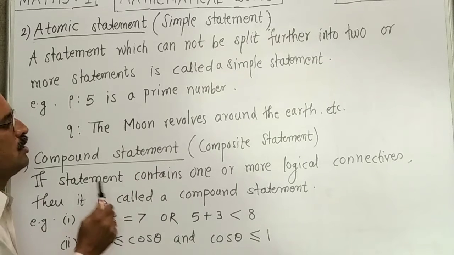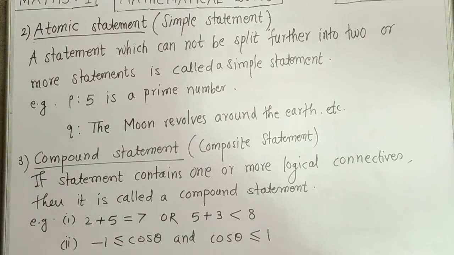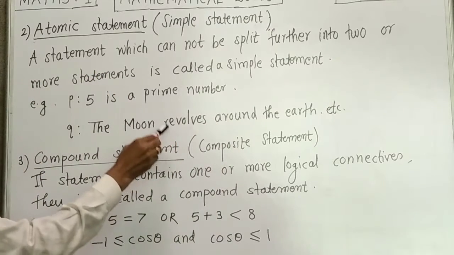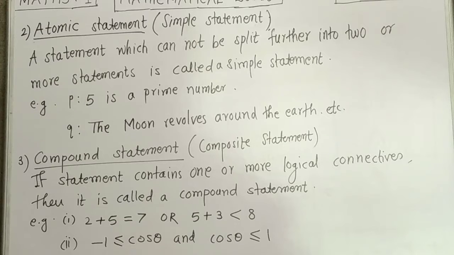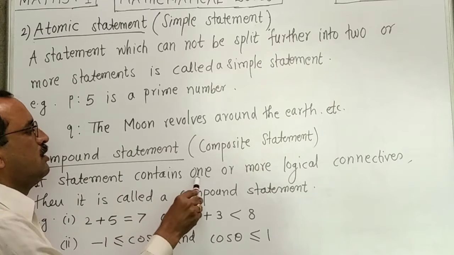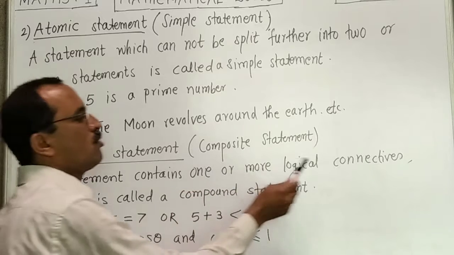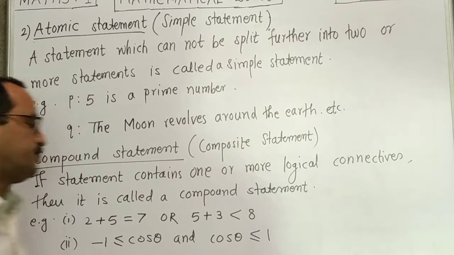Then next type is compound statement. Compound statement means if we take two simple statements and these two simple statements are combined by using any one of the logical connectives, then we get a new statement. It is called compound statement. So definition of compound statement is: if a statement contains one or more logical connectives, then it is called compound statement. It is also called composite statement.